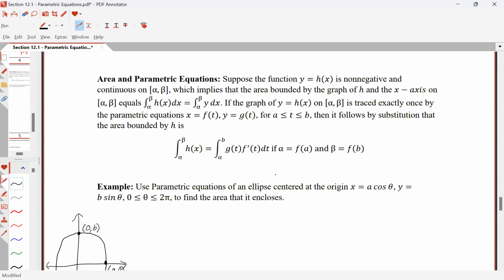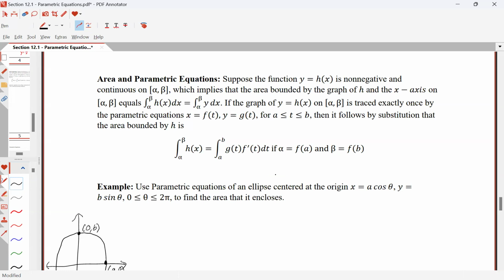Hello, in this video, we are going to look at how we can use parametric equations to find an area under the curve. There's a lot of words in this description, but it says suppose the function y equals h of x is non-negative and continuous on the interval alpha to beta, which implies that the area bounded by the graph of h and the x-axis equals the integral of h of x dx, or the integral of y dx.